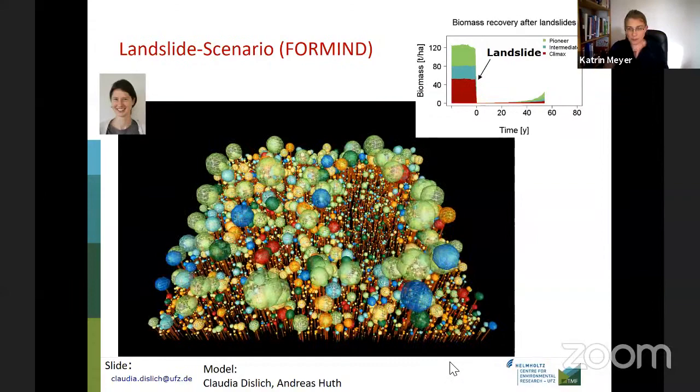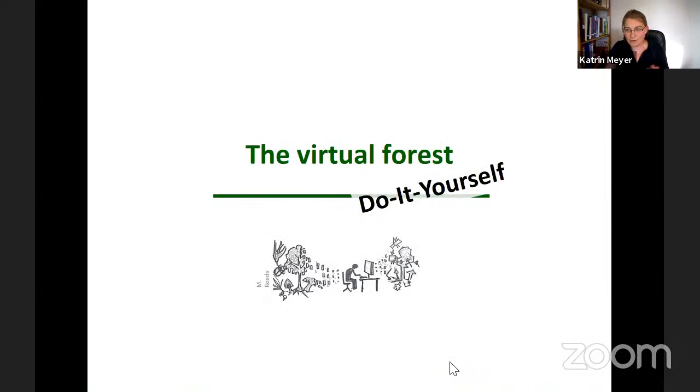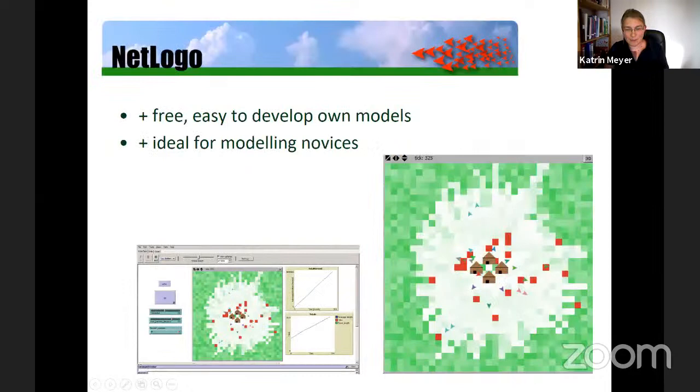Now just very few ideas on how to do it yourself if you wanted to do some own modeling. My first advice is the one that I already mentioned before. Just check out NetLogo. The nice thing is it's free software. It's relatively easy to develop own models. You can ask Johanna and Simone if they agree.